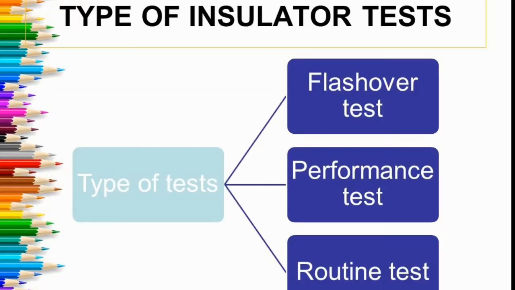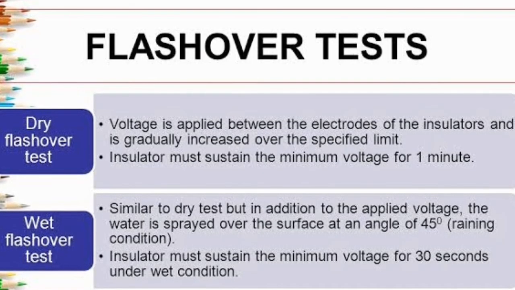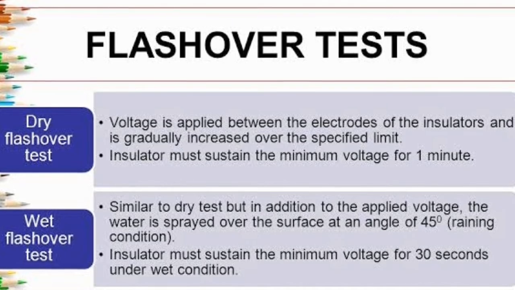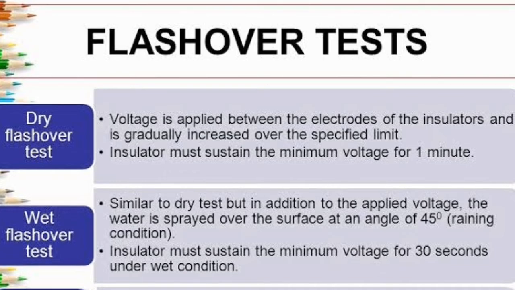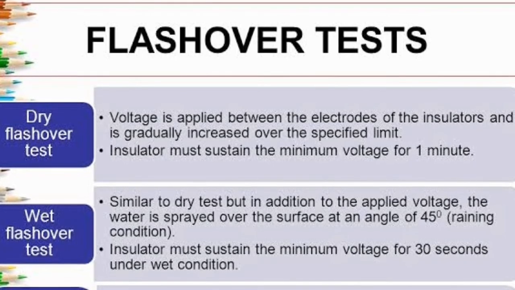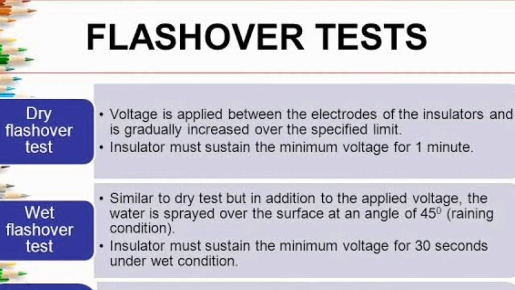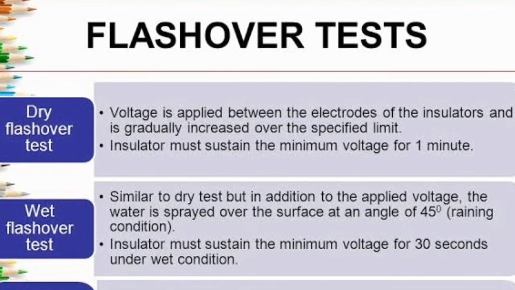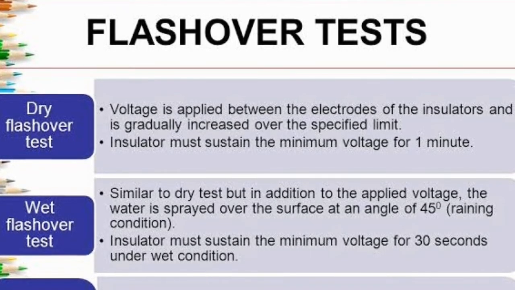Now, types of insulator tests. There are three types: flashover test, performance test and routine test. Flashover tests are divided into three types: dry flashover test, wet flashover test and impulse flashover test. In the dry flashover test, the voltage is applied between the electrodes of the insulator and is gradually increased over the specified limit.